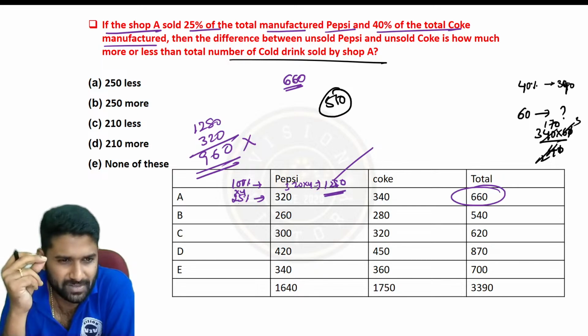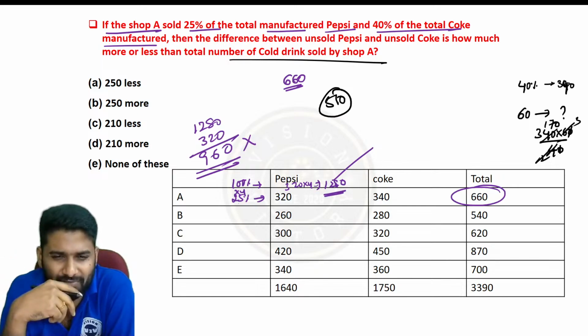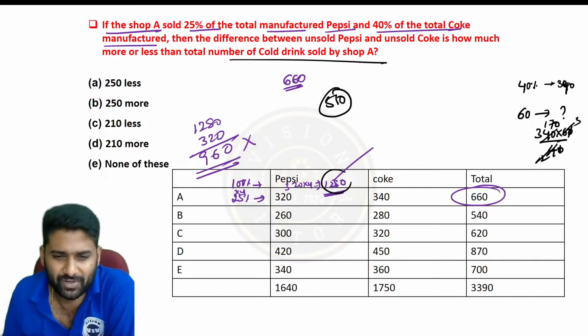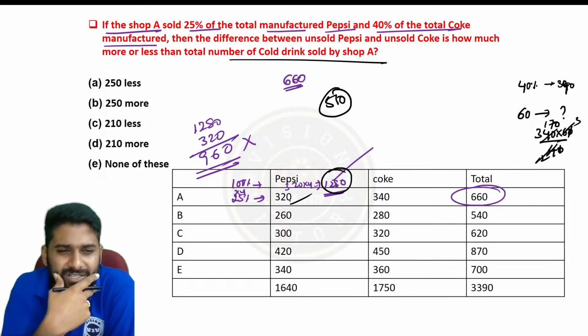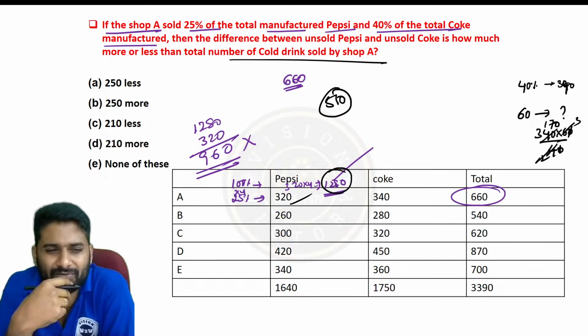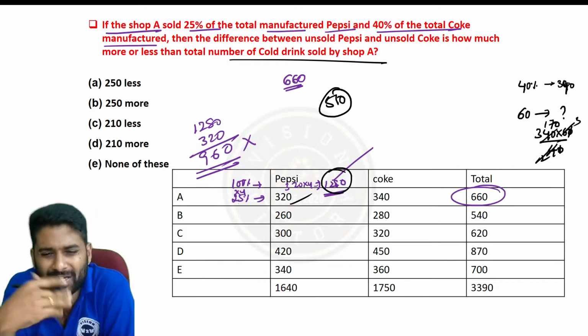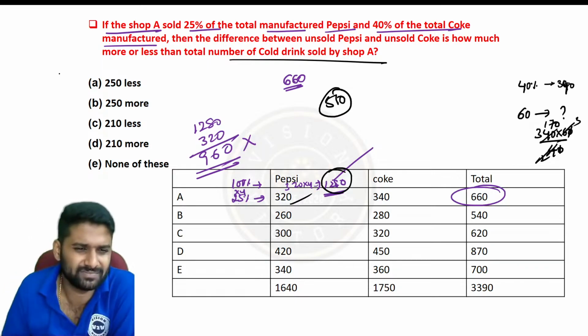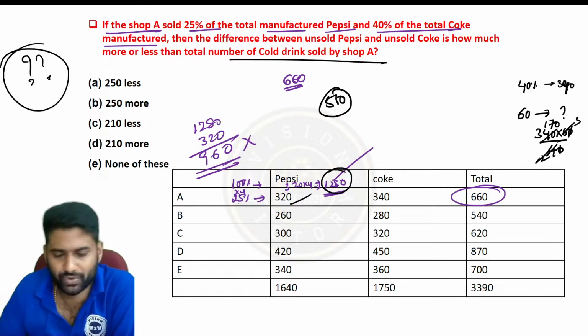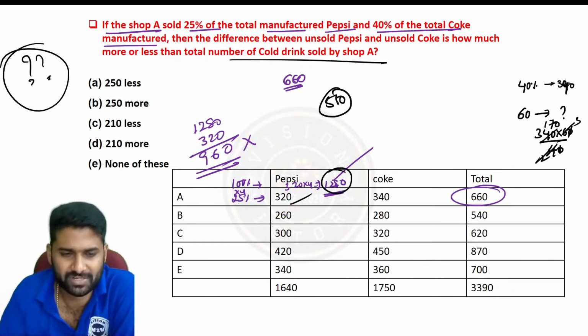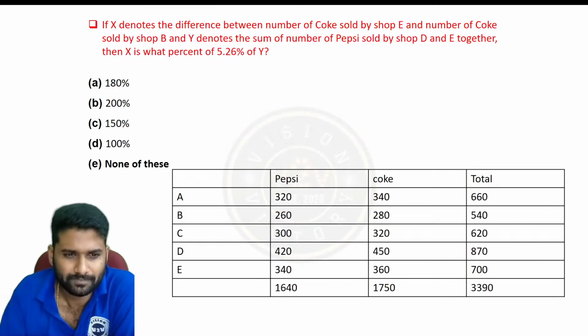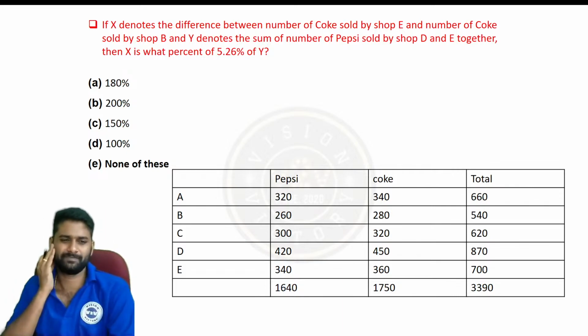Let me check this question once again. If shop A sold 25% of total manufactured Pepsi, okay, total manufactured is 1280, out of which 320 are sold. And 40% of total Coke manufactured. See, we already know that 340 are sold. Then how many are manufactured? Guys, please let me check this question. I will post the answer in the comment section. Go through this question.